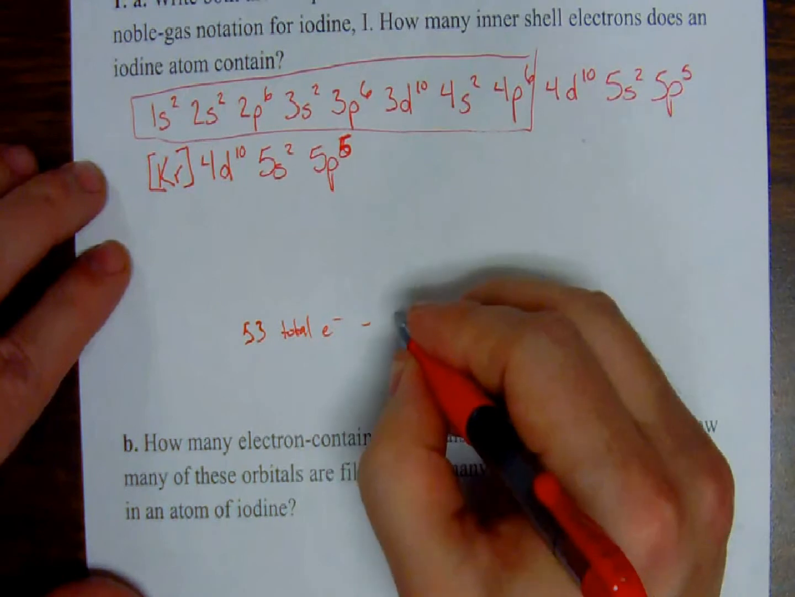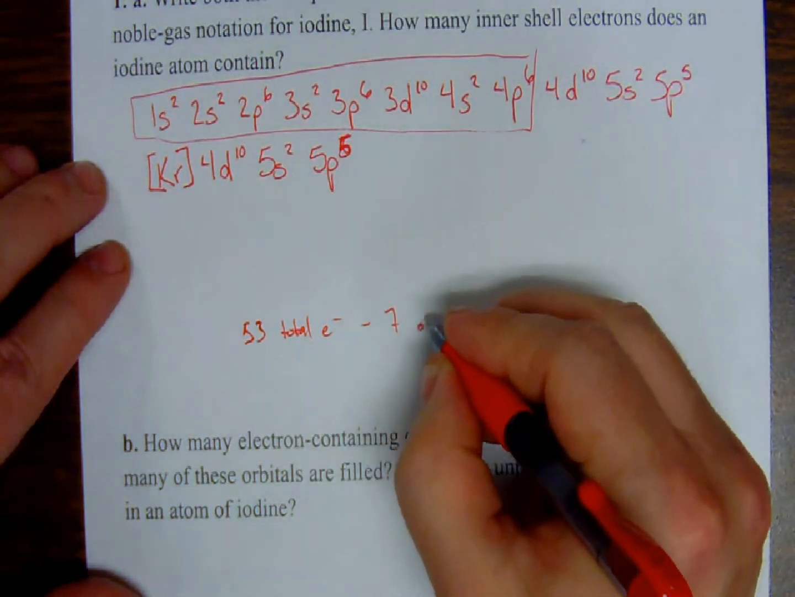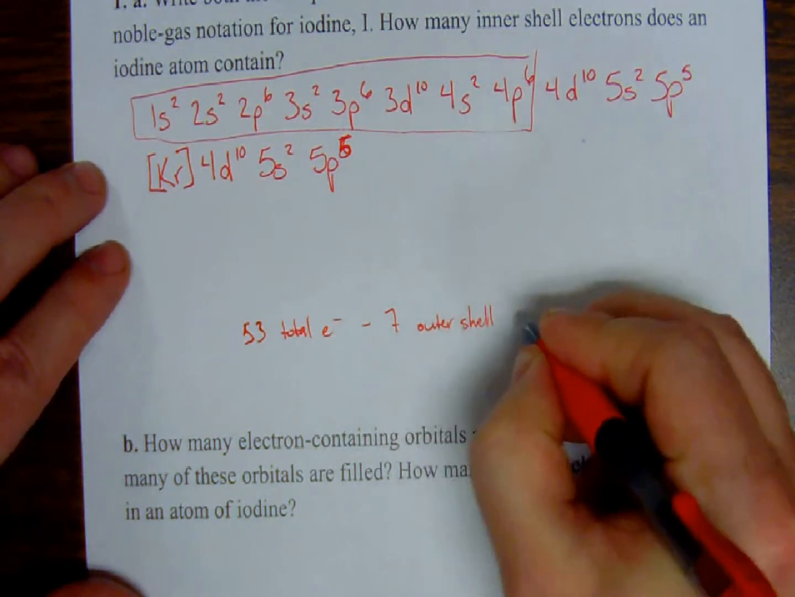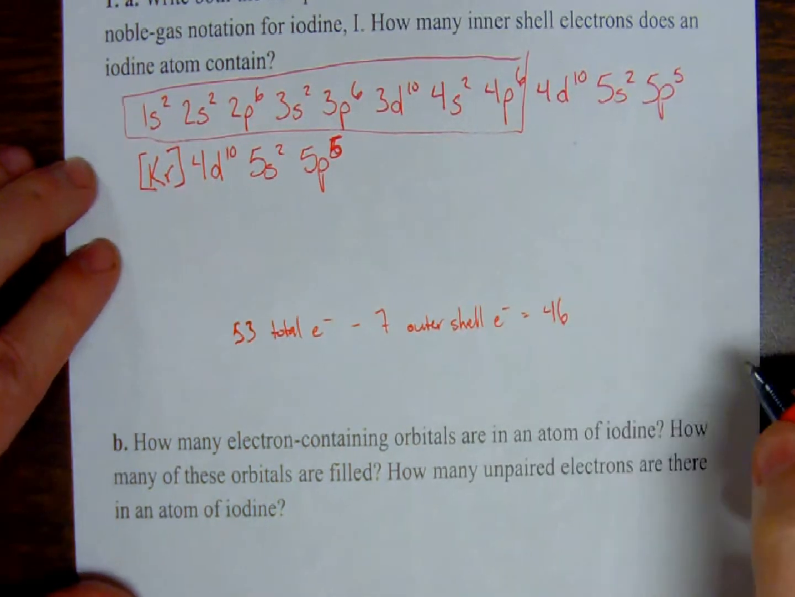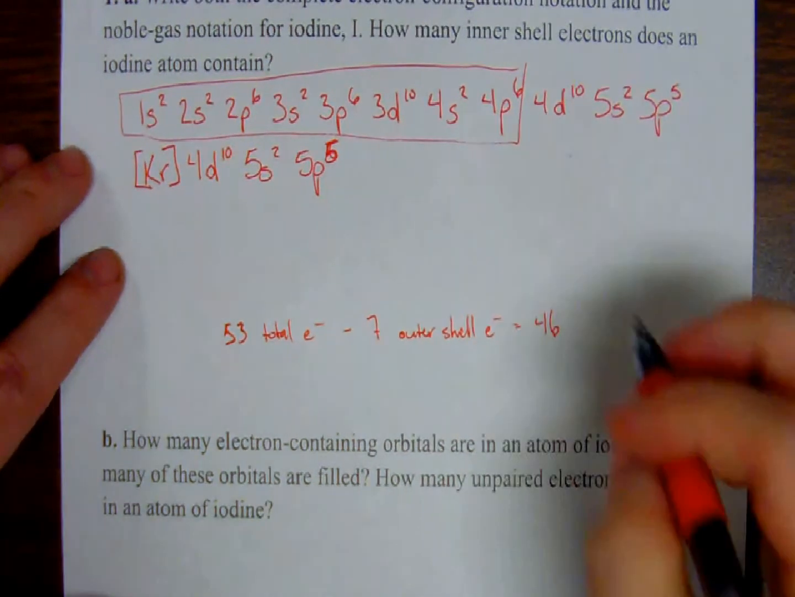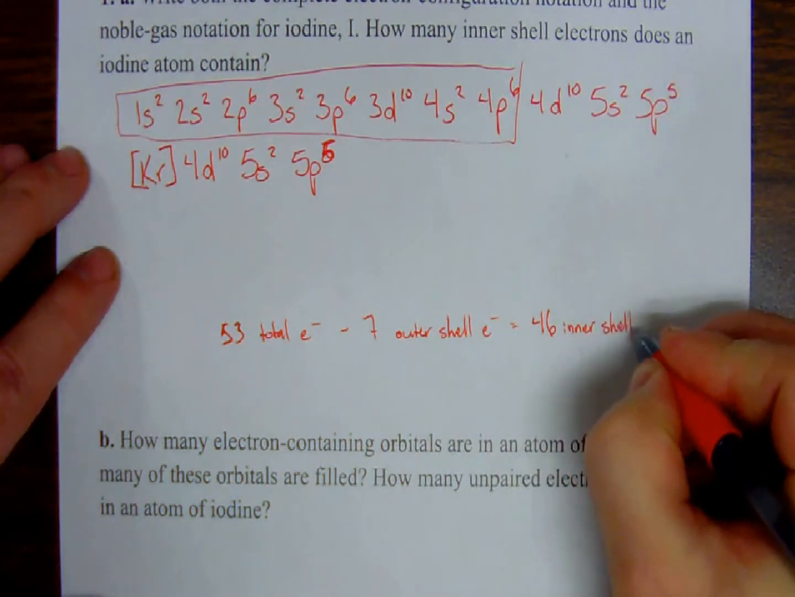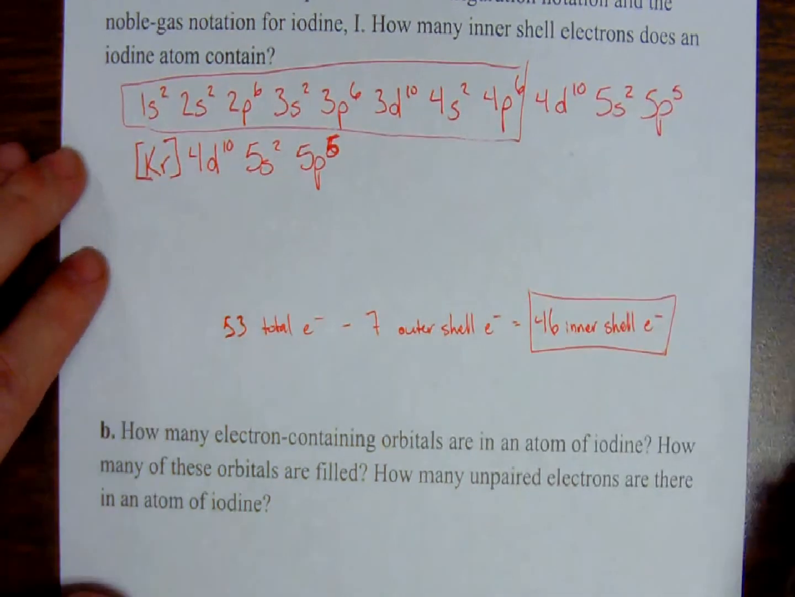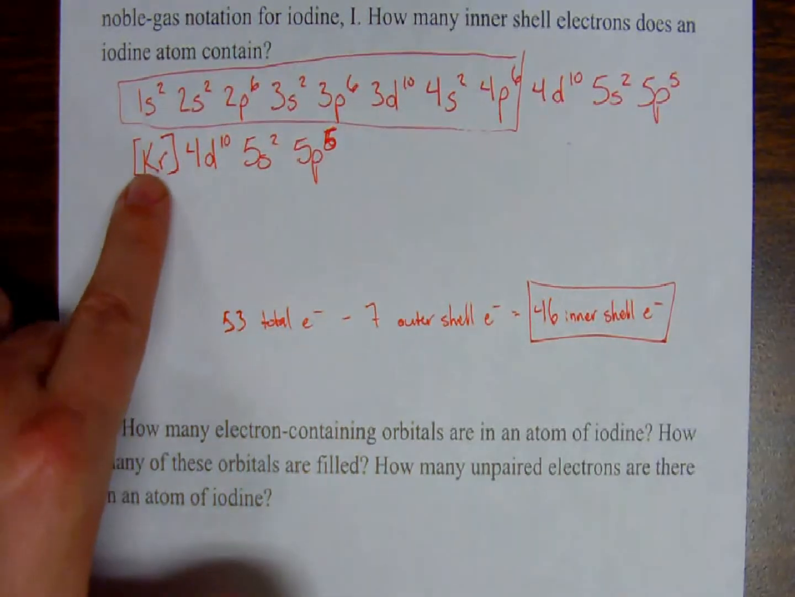All right, let's move on to B. How many electron-containing orbitals are in an atom of iodine? Okay, so how many orbitals? How many of these orbitals are filled? And again, we need to make sure that we're aware whether we're talking about singly filled or doubly filled. How many unpaired electrons are there in an atom of iodine? Okay, so let's get to it.